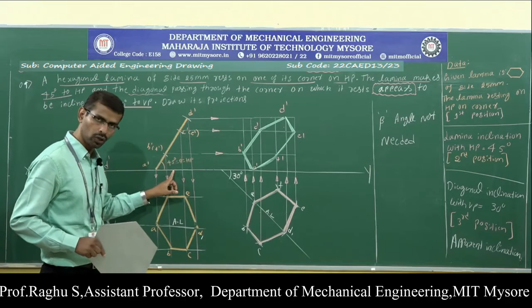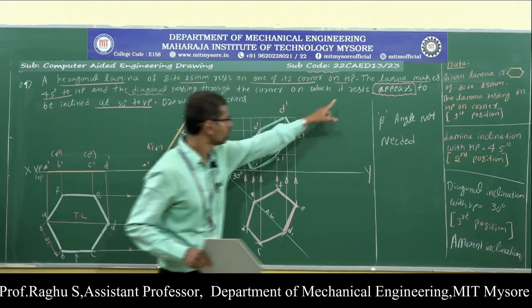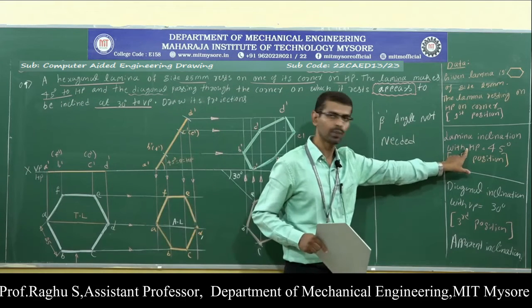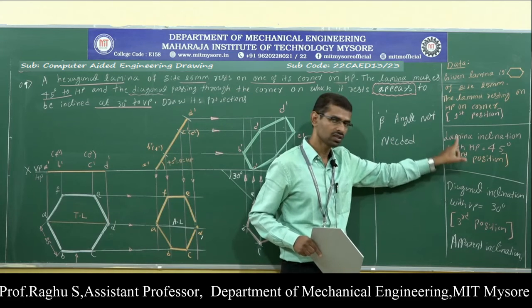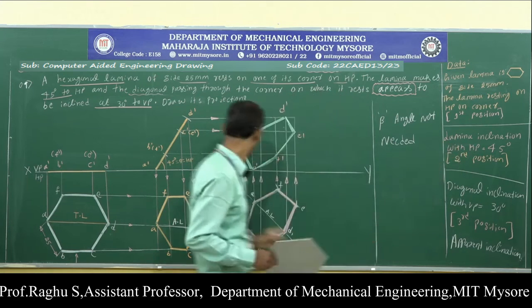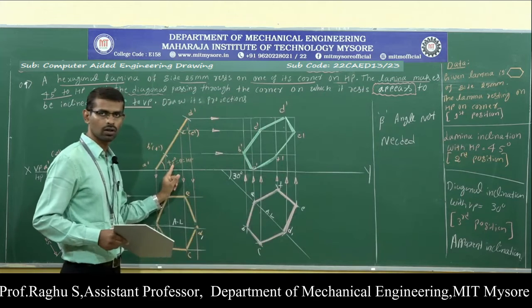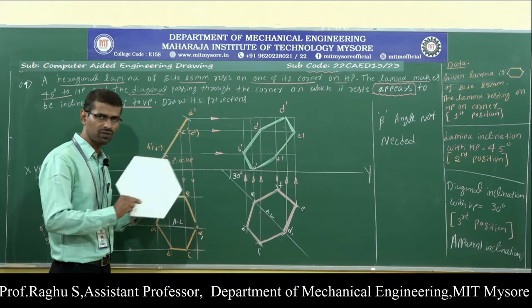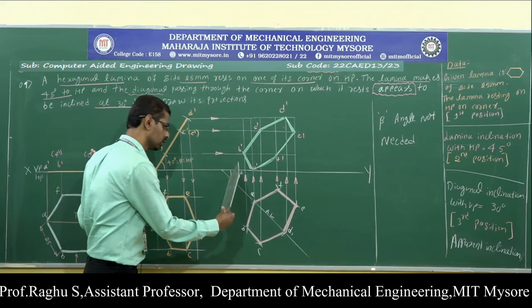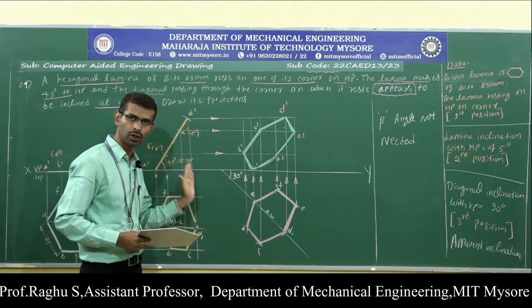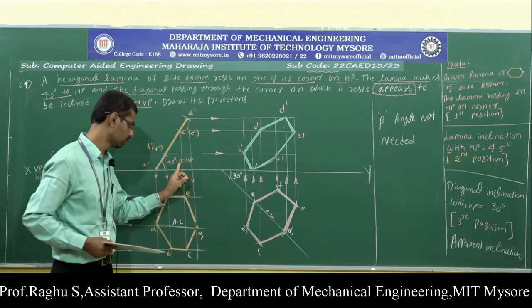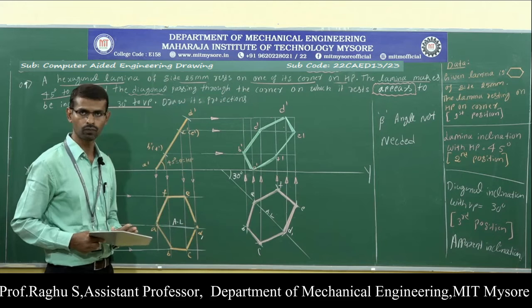Next, to draw the second position, I need the HP inclination. Note down the lamina inclination with respect to HP. The lamina inclination with respect to HP is 45 degree. So this data is enough to draw the second position. Now draw the second position. The procedure is the same as that of the previous problem. Up to the second position, the procedure is the same. Just refer to the previous problem on how to draw the second position, top view and front view.